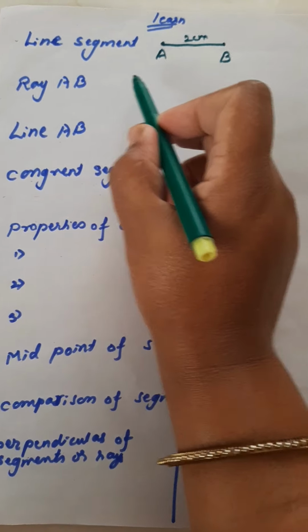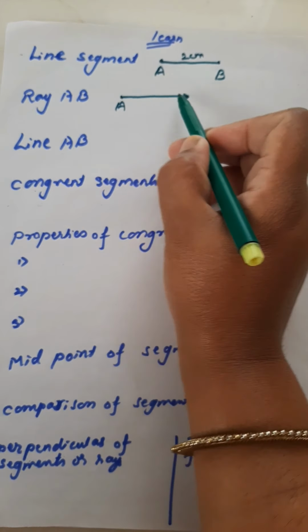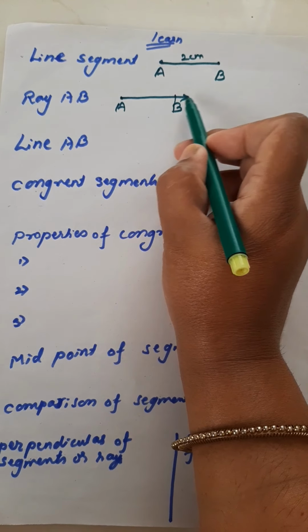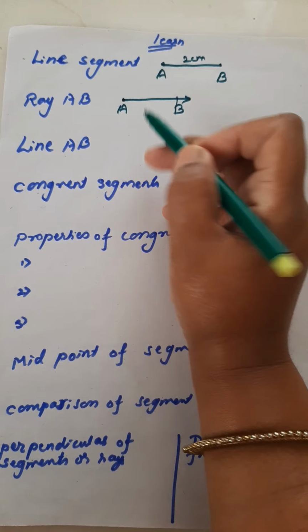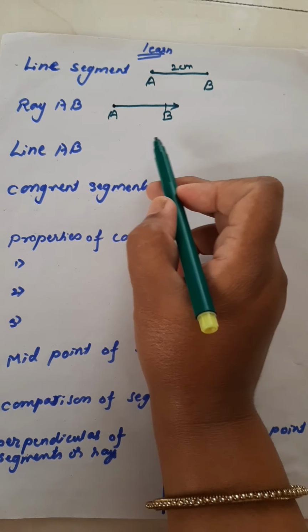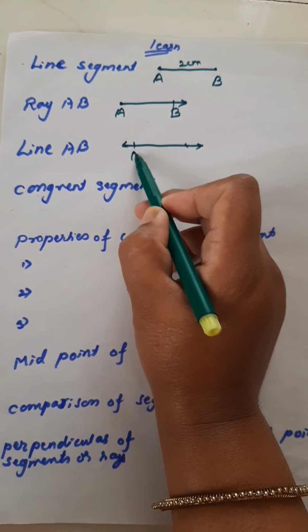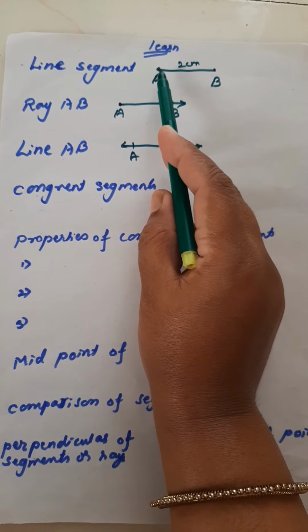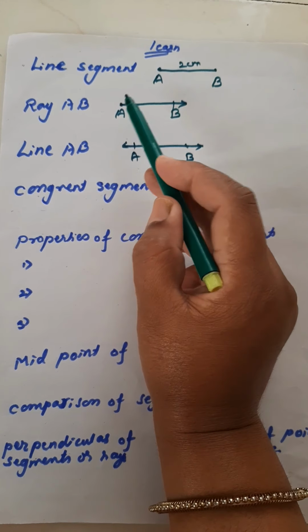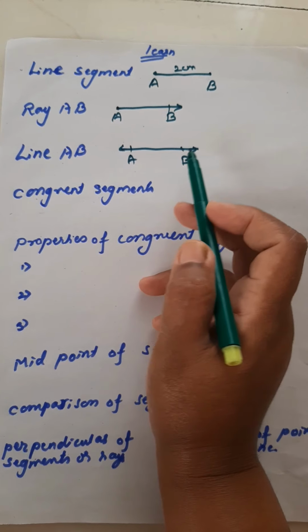Second, ray. Okay, ray AB means what? Here A and here B. This AB is extended on one side but not extended at the point of A. Line AB. Line AB means what? Line AB extends on both the side. Again I will explain. Segment means it will not extend. Ray means it will extend on one side, and line means it will extend on both the side.